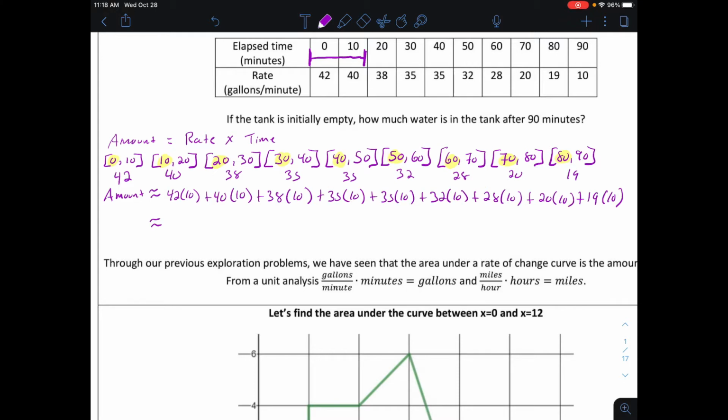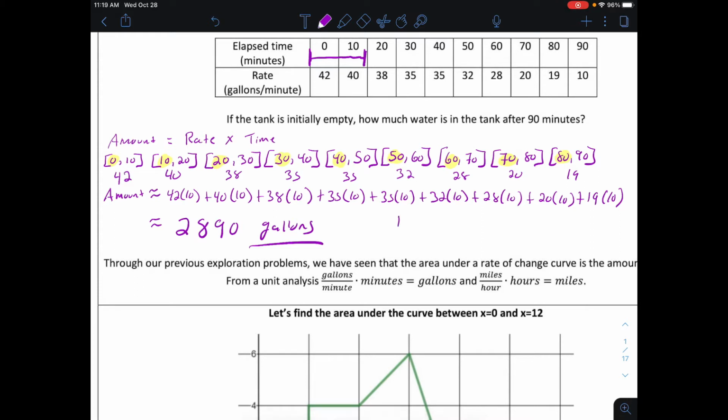And so after we do that, we pick the left endpoints of all of these intervals to use for our rates, and then we multiply that by the elapsed time as I have written out there, and we wind up getting a sum for this amount that's going to be approximately 2,890 gallons.